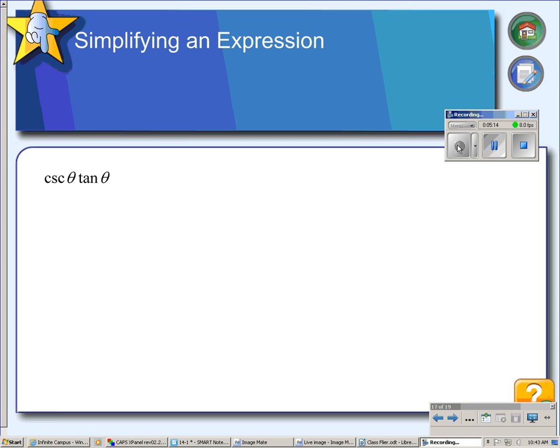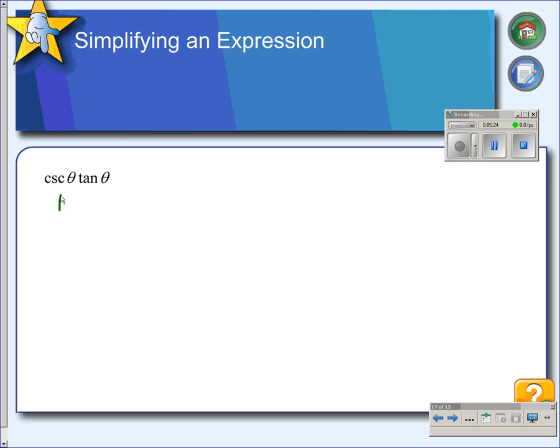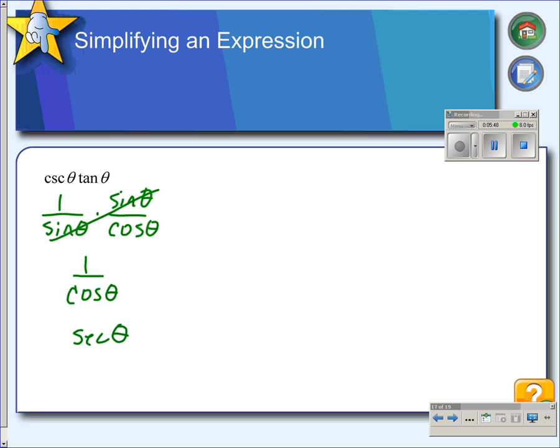Okay, for our last example, we're just going to take this multiplication problem and simplify it using identities. So we know that the cosecant theta is equal to 1 over the sine of theta. And we know the tangent of theta is equal to the sine theta divided by the cosine of theta. So the sine thetas can cancel. That leaves us with 1 over cosine theta. And 1 over cosine theta is an identity. It equals the secant of theta.